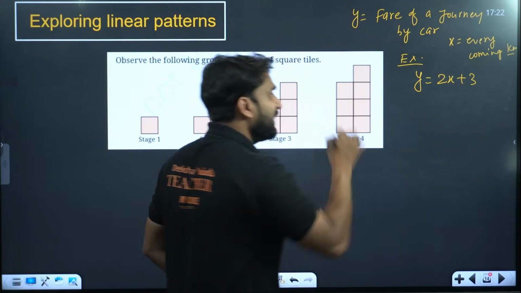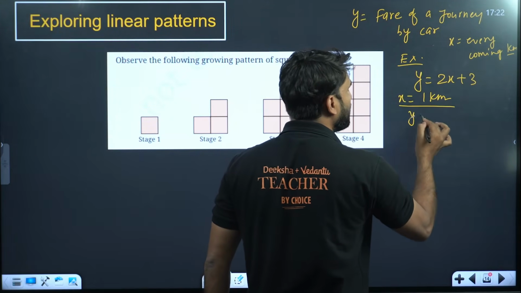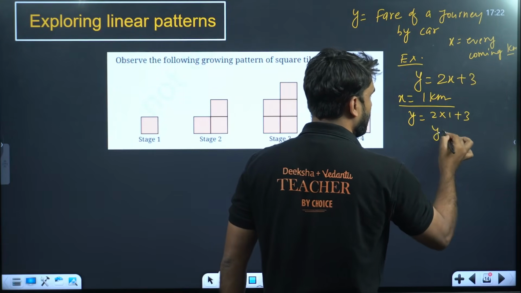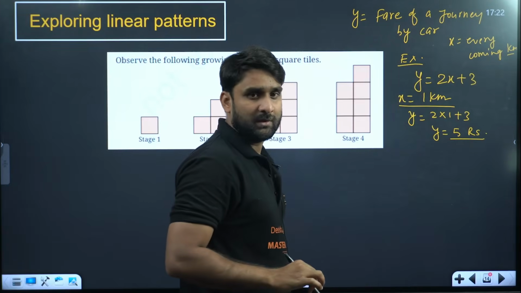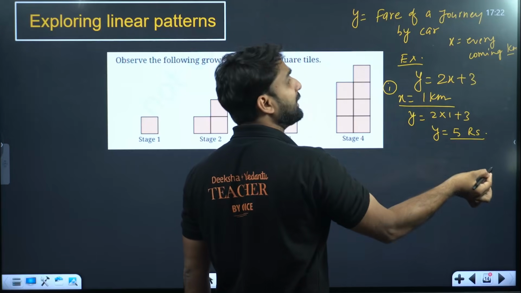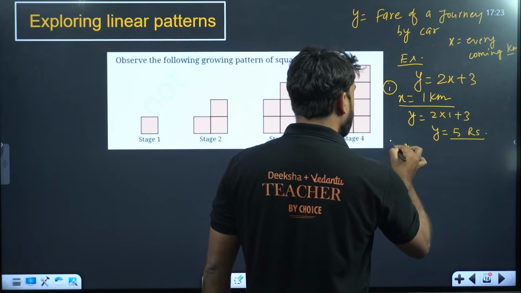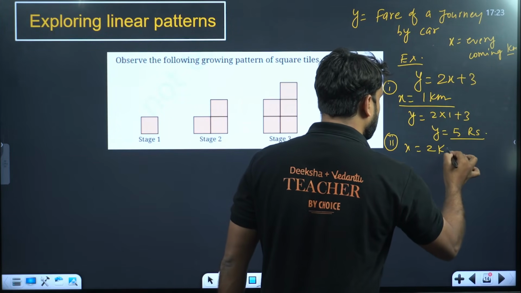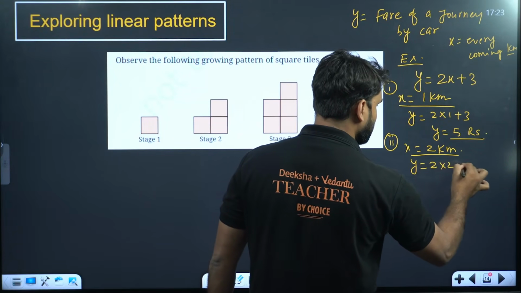So my dear, if you find out the total fare at 1 kilometer, the first kilometer, what will be the total fare? You need to put x as 1, so 2 into 1 plus 3. So y will be equal to 2 into 1 plus 3. I have to pay 5 rupees for every coming kilometer. Now if I ask you, how much amount do I have to pay for 2 kilometer? Now put 2 kilometer, so x will be 2. So what will be the fare? 2 into 2 plus 3.